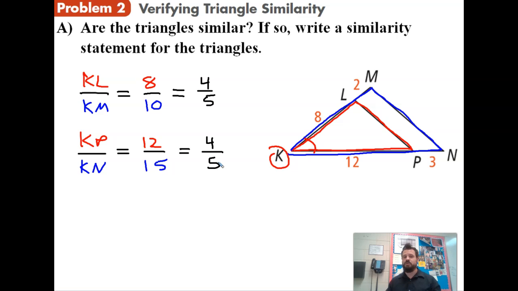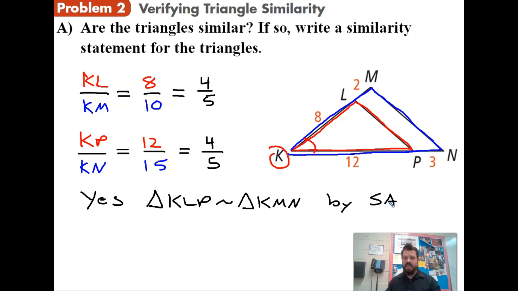So what I have here then are two triangles with an angle between two proportional sides. So the answer for this one is I can say yes, triangle KLP is similar to triangle, then in the same order, KMN, by SAS similarity, as in the side-angle-side similarity theorem.